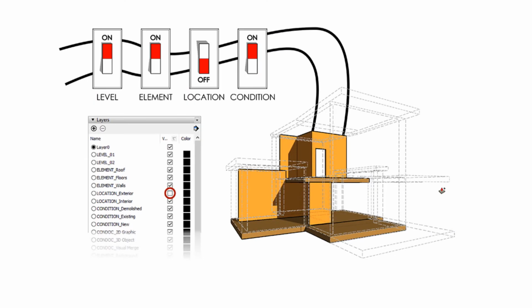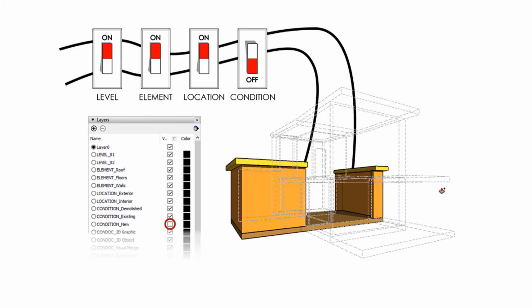The next one is location. If I turn off exterior, then all of my exterior stuff goes away. So I tag my windows and my doors as exterior, and that way if I just turn the exterior layer off, they all go away. Then condition, being new and existing and demolished. This one's not quite as clear, but you can imagine those are the existing walls that are left behind, and then the new entities are turned off. So the new roof, the new floors, all that new stuff goes away.